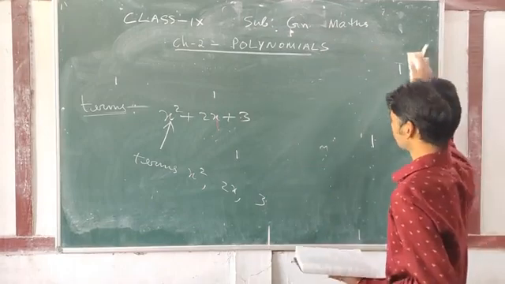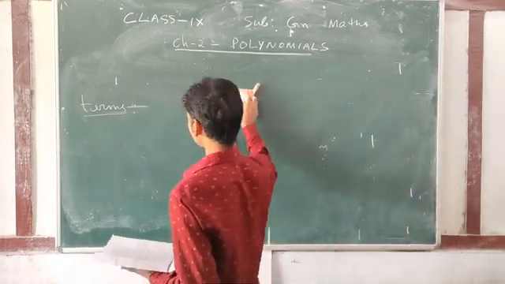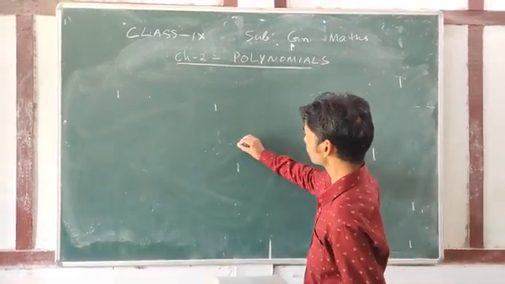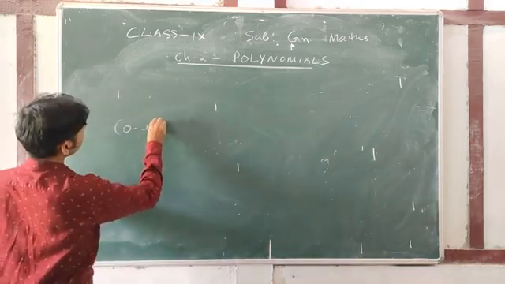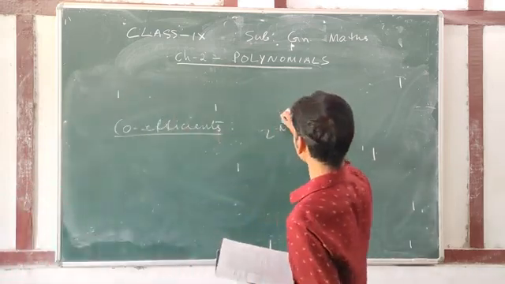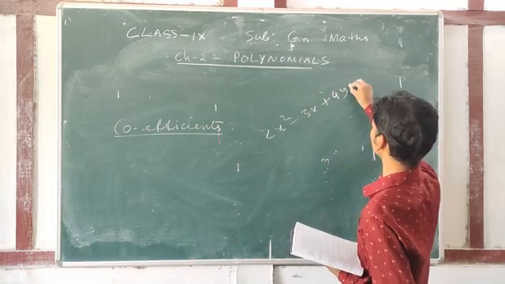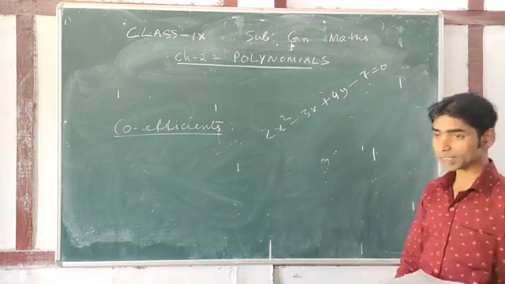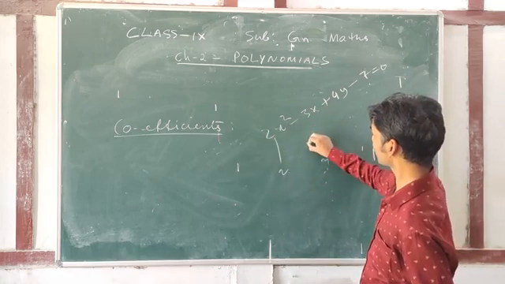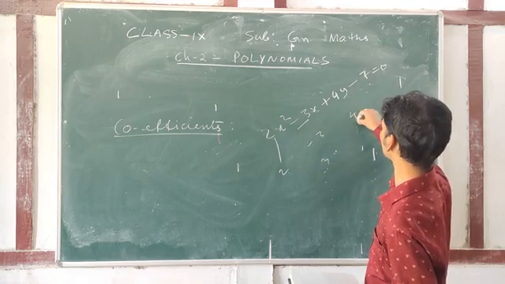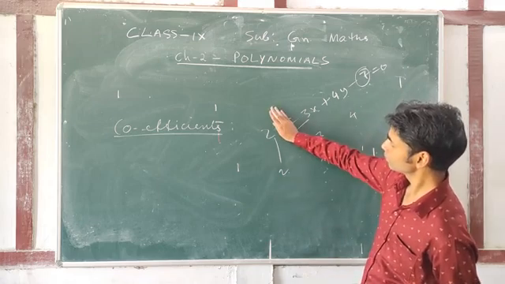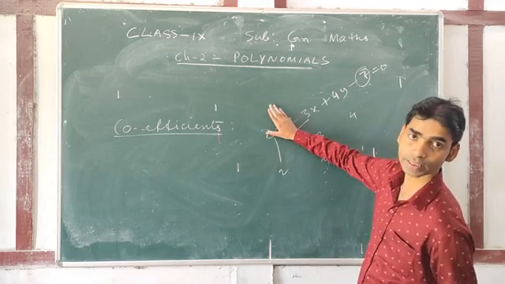Then coefficient. There are two types of coefficient: one is numerical coefficient and one is algebraic coefficient. So what is a coefficient? I will write the spelling, coefficient. Suppose 2x squared minus 3x plus 4y minus 7 equals 0. If I ask what is the coefficient of x squared, here the coefficient of x squared is 2, the coefficient of x is minus 3, the coefficient of y is 4, and this is the constant term. So if you remove the variable from any term, you will get the numerical coefficient.